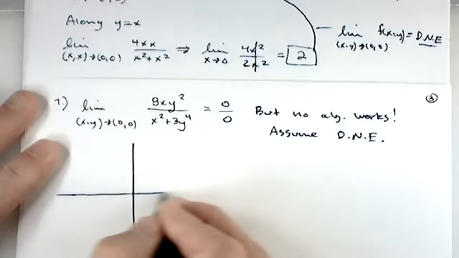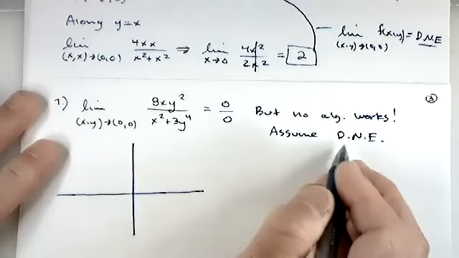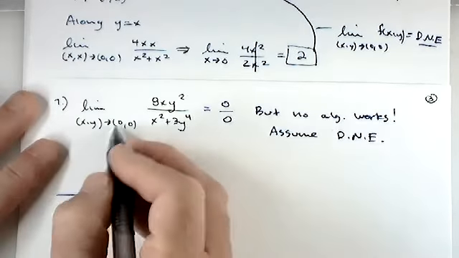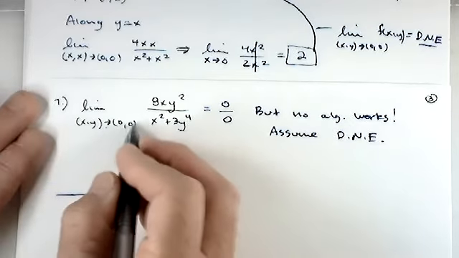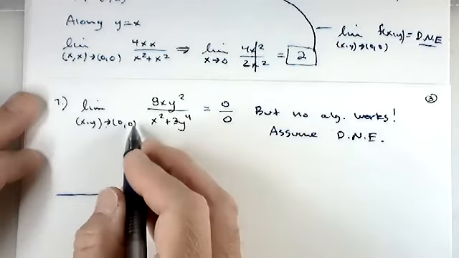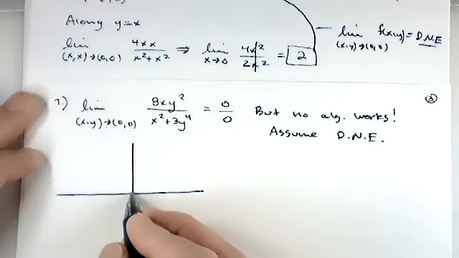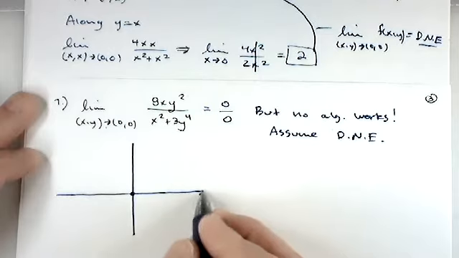A lot of these kinds of limits where you have to do the two pathway test have x and y approaching 0, 0. I do have one coming up where it's not, but a lot of them do, but they're not always that.